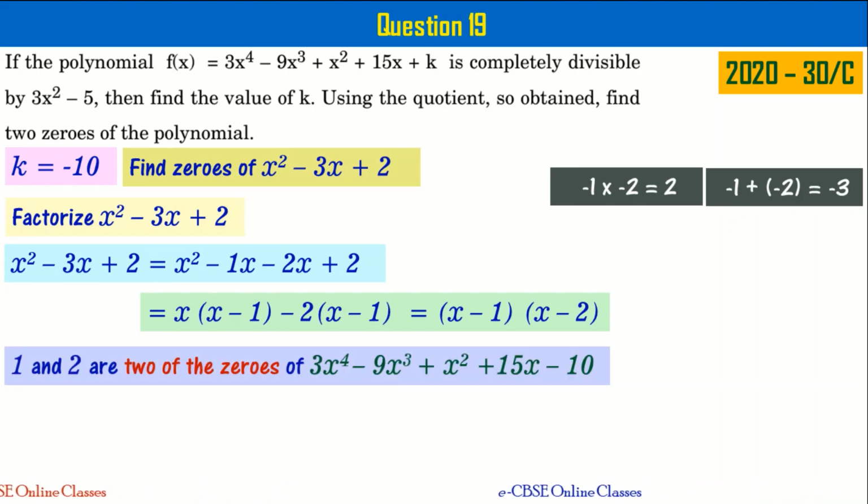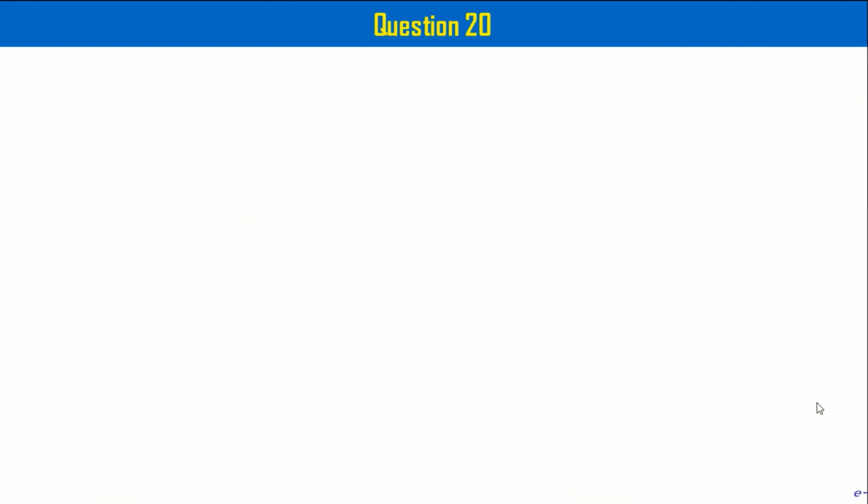From this, you can say that 1 and 2 are the two zeros we are looking for. And these are the two zeros of the expression 3x power 4 minus 9x cube plus x square plus 15x minus 10. Please take a note of this. Now I have written already minus 10 for k in the polynomial given. Let's take a look at question number 20 now.